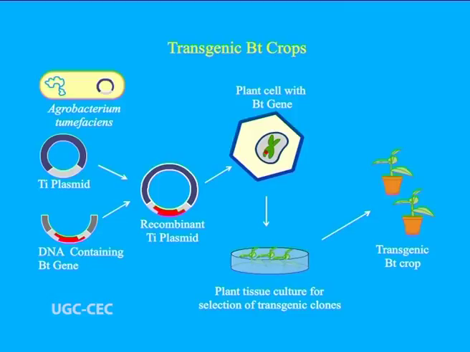The vector is then introduced into the plant cell by infection with the Agrobacterium strain. The plant cells that are expressing the Bt gene are then selected from the clones that are obtained on the plant tissue culture media. The selected clones in which Bt protein is produced are grown or hardened to get whole plants that express the Bt toxin in the leaves and impart resistance to insect pests.